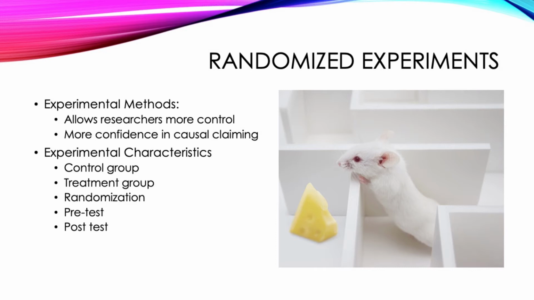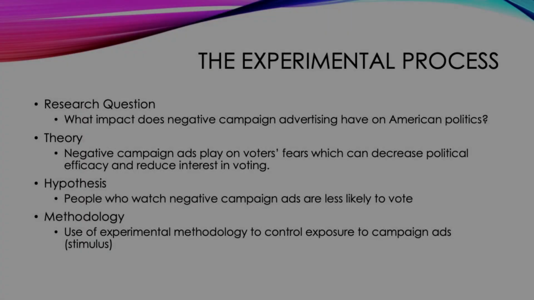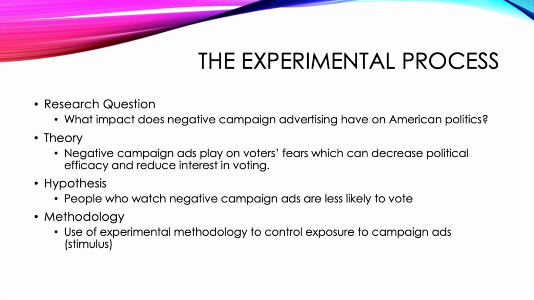So what exactly do all these terms mean? Let's go through an example real quick. So let's say, returning to that original question from the beginning of the lecture, what impact does negative campaign advertising have on American politics, have on the likelihood that people vote? So we read the literature and we come to this theory that negative campaign ads play on voters' fears. And that can decrease political efficacy, their trust in government, and overall reduce the interest people have in voting. So here with our theory, we're explaining why we expect exposure to negative campaign ads to decrease the likelihood of voting.